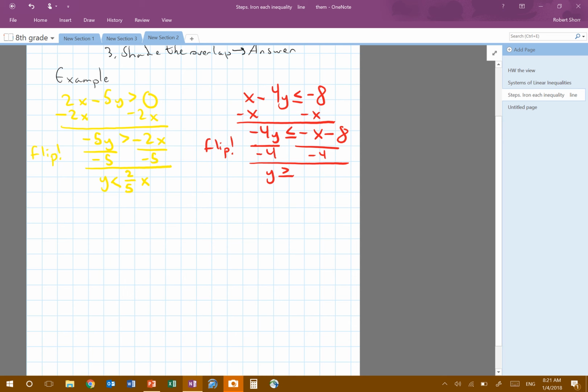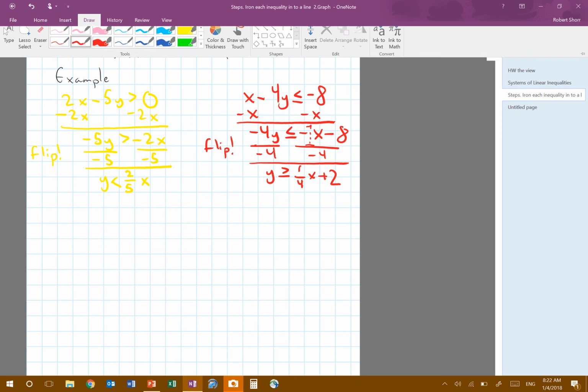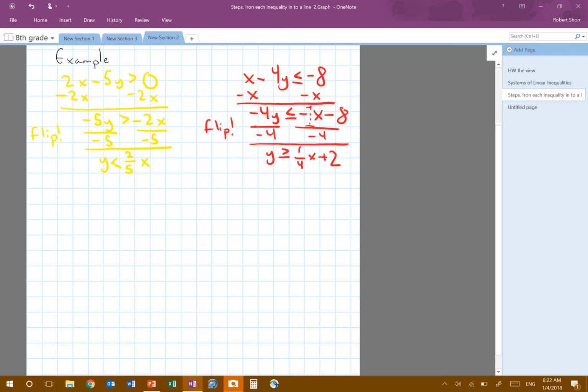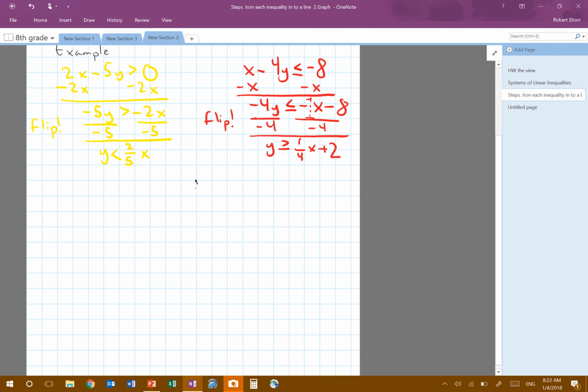Negative x divided by negative 4. How am I going to write that as a slope? We should be comfortable with saying that this is like negative 1x, really, right? So I can write that, the negatives will go away, as 1/4 x. Negative 8 divided by negative 4 is positive 2. So now I'm going to graph both of these.